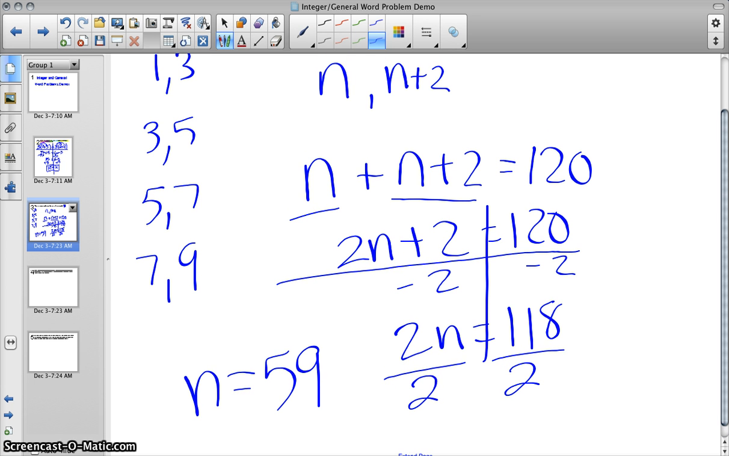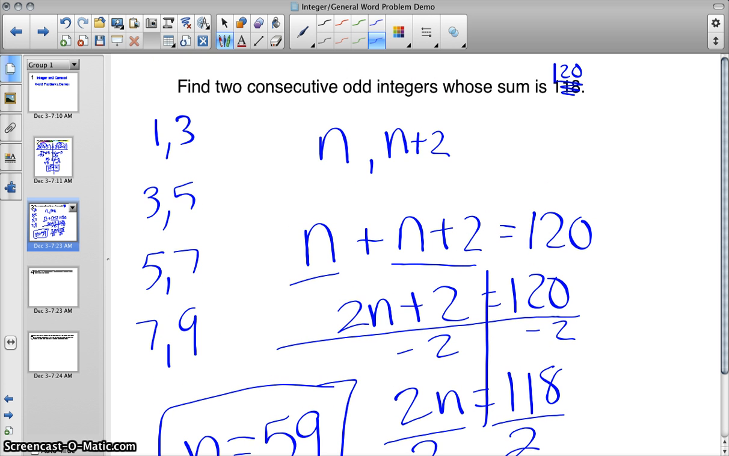Some people forget, well, they think they're done. Boom, n is 59. Done. Solved. We don't want just one number. We want the first number, 59, and the second number, so we just have to add 2, 61. Now we found our two odd numbers, which when added together give us 120. So all I did was plug in my 59 for the n plus 2. Presto change-o, we get our two numbers.